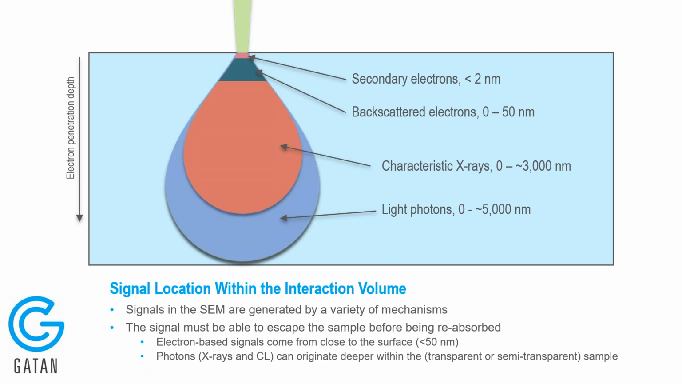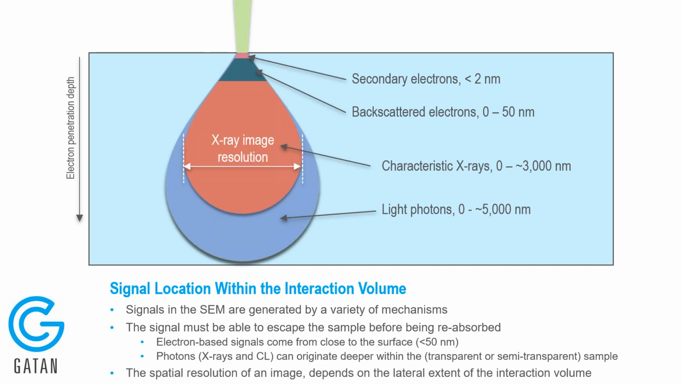The region of the interaction volume is much wider. So the image resolution in the case of X-rays and light photons is limited by the lateral extent of this interaction. Here I've indicated the X-ray image resolution we should expect with an interaction volume of this size. And typically in a bulk material, it's of the order of several microns. So orders of magnitude lower resolution than is the case in the electron signals.